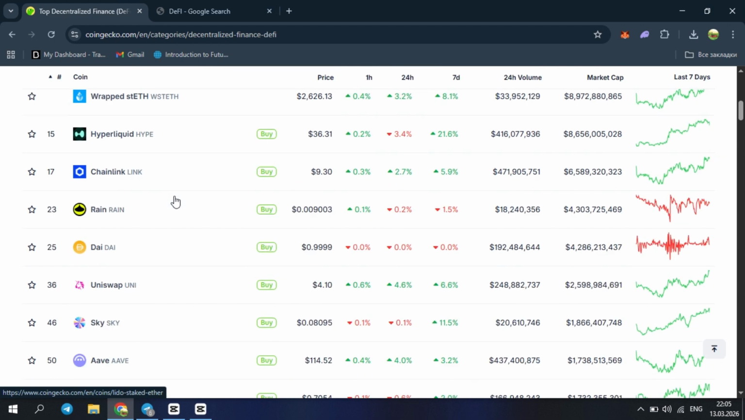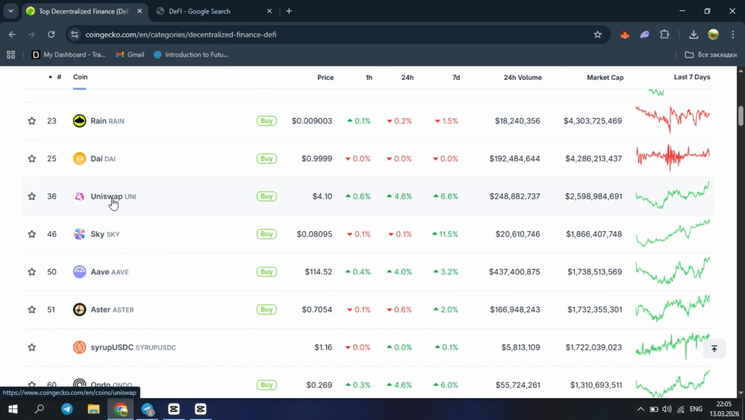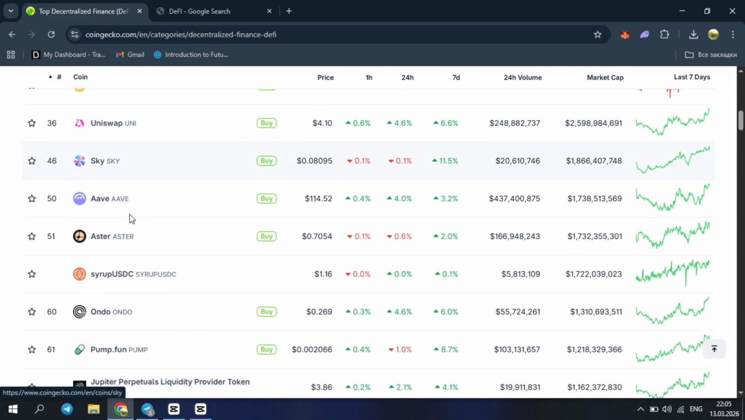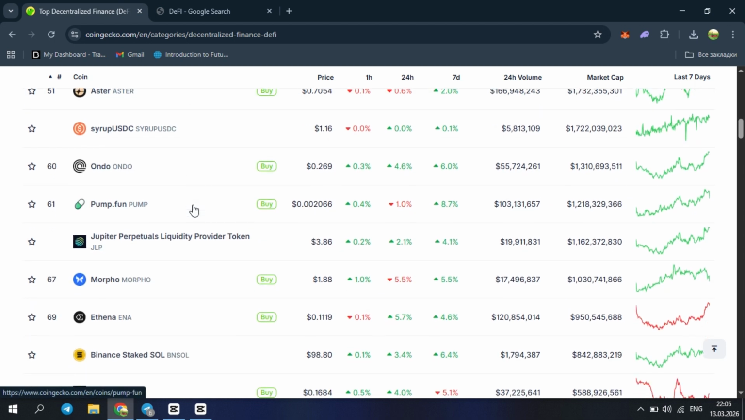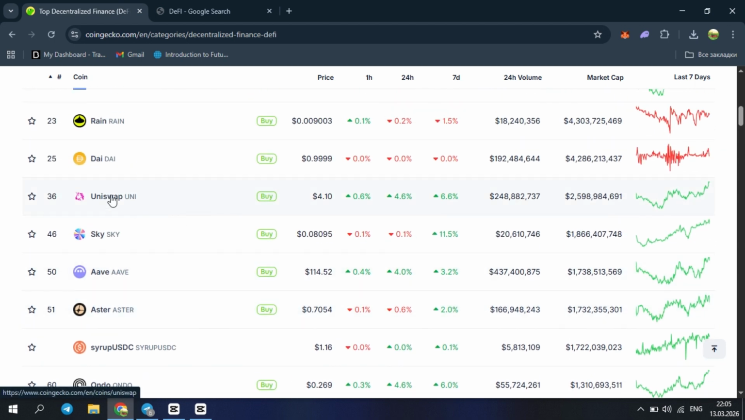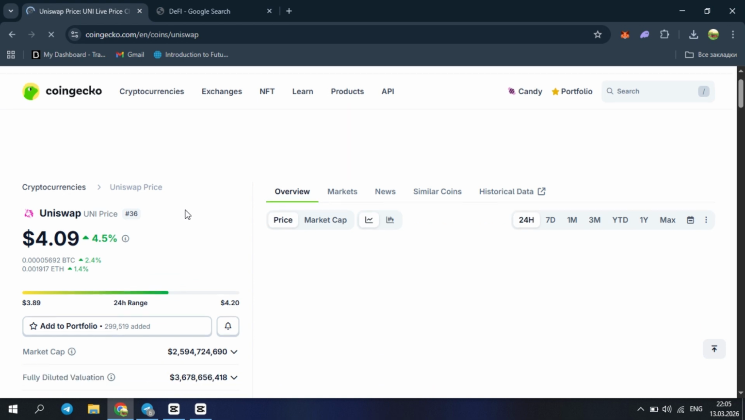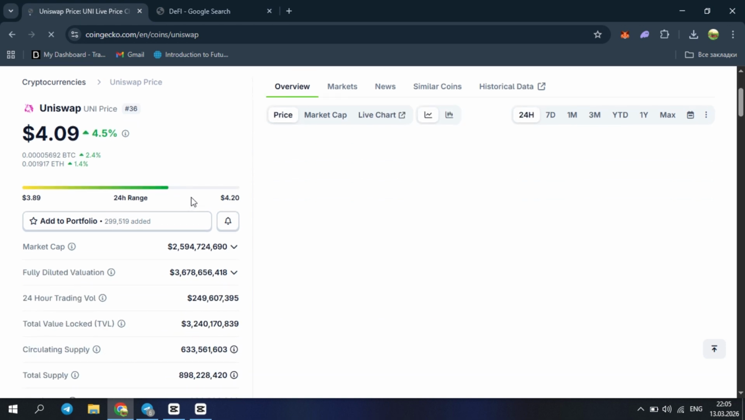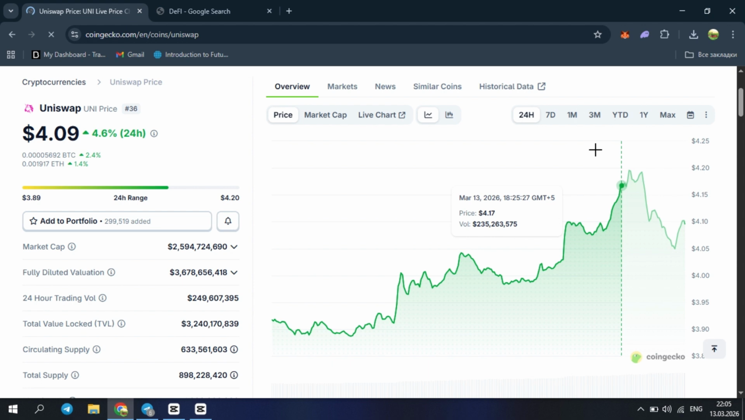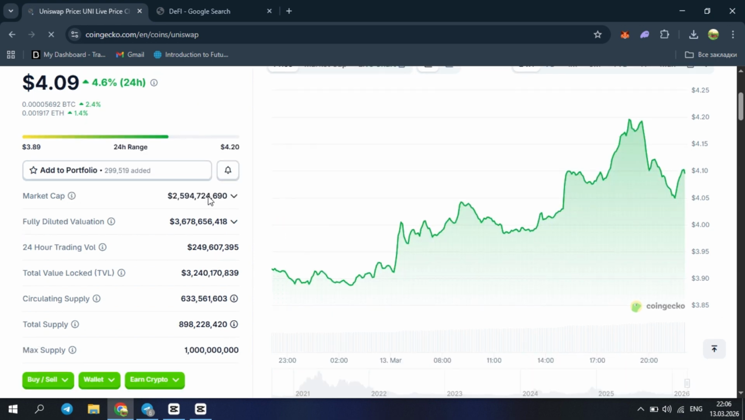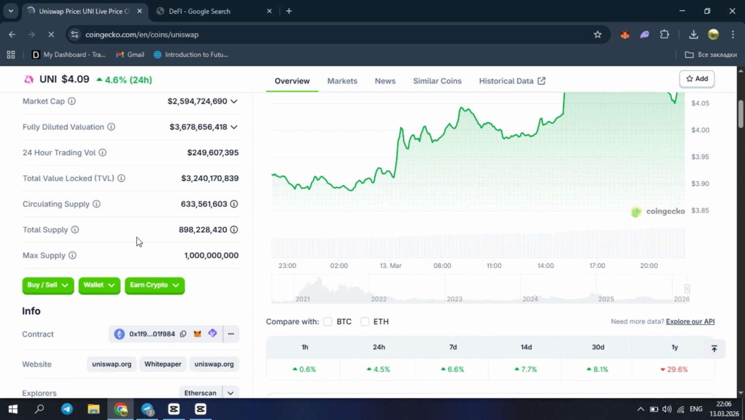If you want to explore a project in more detail, simply click on the token. For example, you might explore well-known DeFi protocols such as Uniswap, Aave, Maker. Once you open the project page, CoinGecko provides additional insights such as price charts, historical performance, circulating supply, total supply, all-time high price. These metrics allow investors to evaluate the growth, adoption, and overall strength of a DeFi protocol.